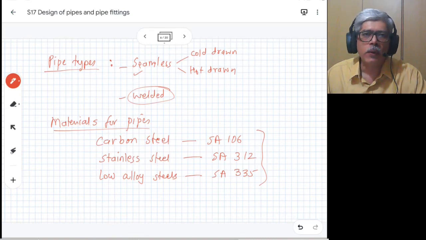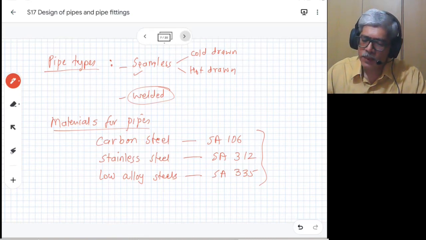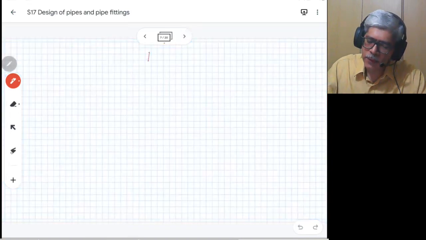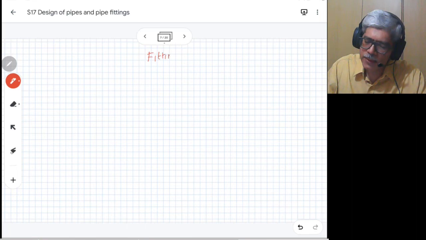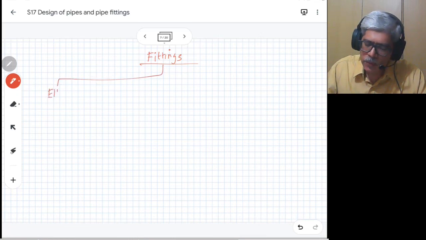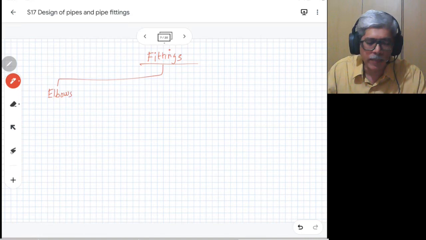Now let's move over to the fittings. So there are a variety of types of fittings. If you consider fittings, there are different types of fittings. The first one are elbows or bends.